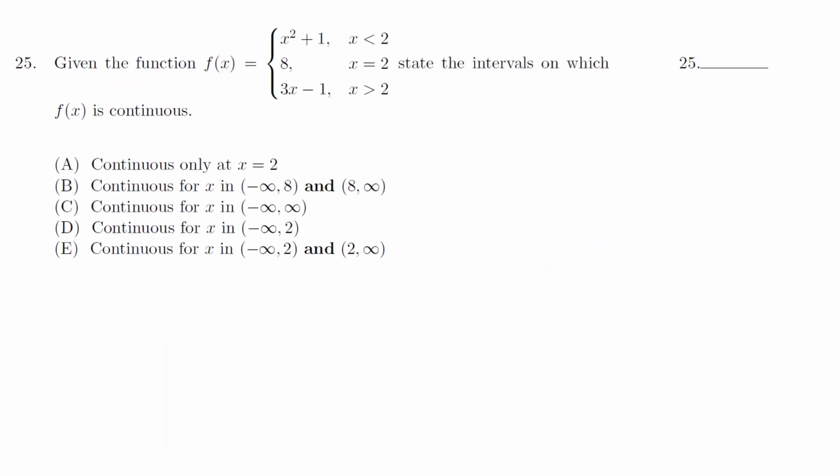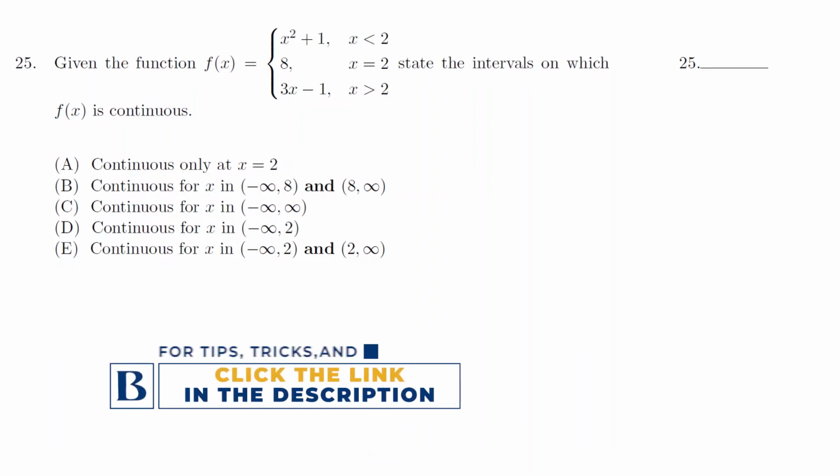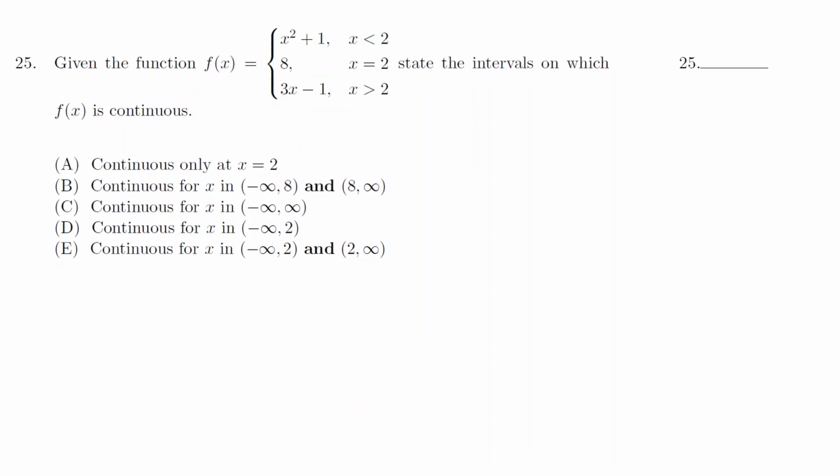And next is 25th. The final one for the non-calc. So given the function, state which one is continuous. Great. So I'm just plugging in the intervals directly. So 2 squared plus 1, that's 5. Here that's 8. And here this is 6 minus 1. That's equal to 5. So pretty much I have a discontinuity right here at x equals 2.